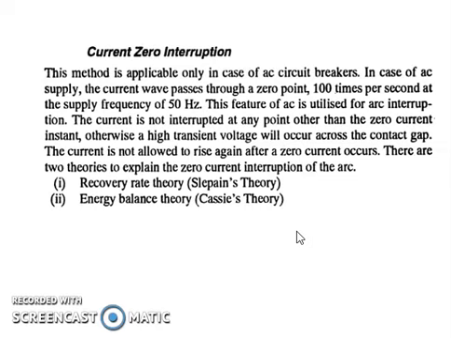In case of AC supply, the current wave passes through zero 100 times per second at the supply frequency of 50 Hz. This feature of AC is utilized for arc interruption. The current is not interrupted at any point other than the zero current instant. Otherwise, a high transient voltage will occur across the contact gap and the arc will strike again. The current is not allowed to rise again after a zero current occurs. There are two theories to explain the zero current interruption of the arc: the recovery rate theory or Slepian's theory, and the energy balance theory or Cassie's theory.